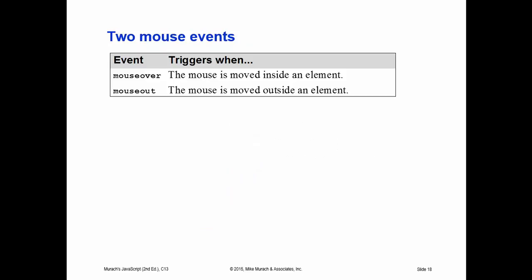So let's shift gears a little bit and now talk about images. A couple of the tasks that you commonly work with images are creating rollovers and preloading images. An image rollover occurs when the user positions the mouse over an image and the image changes to another image. Then when the user moves the mouse out of the image, it changes back to the original.